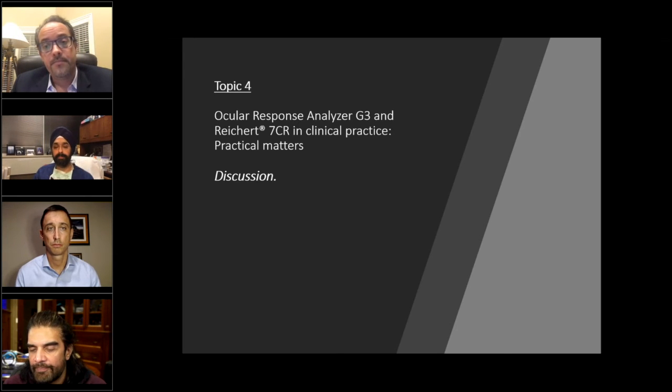Question: what about using a table for hysteresis, so that if you have a hysteresis value, you can then adjust your Goldman measurement? I know it sounds complicated, but if you have a Goldman IOP and a given hysteresis, is there a table you can use to adjust? I wouldn't really recommend that.